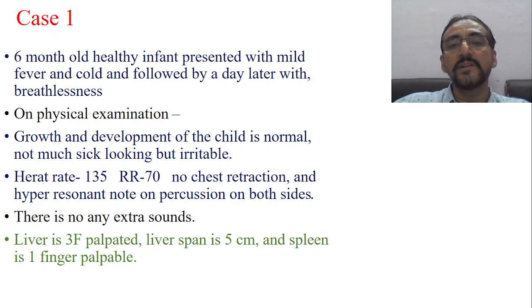There is no chest retraction, and there is a hyper resonant note. When they are doing percussion, you are getting a hyper resonant note. So what does it suggest when there is a hyper resonant note? Bronchiolitis. So there is more air inside, right? There is trapping of the air inside. Therefore, it is leading to a hyper resonant percussion.